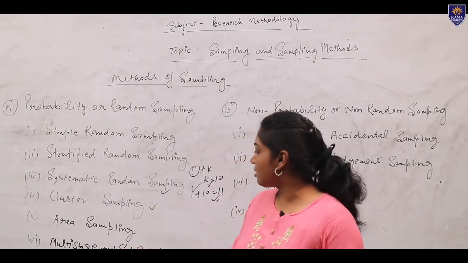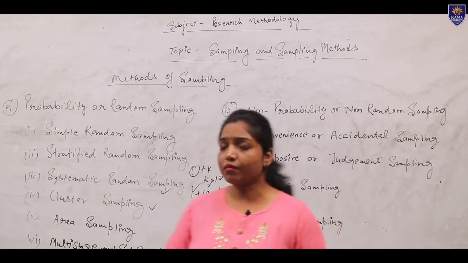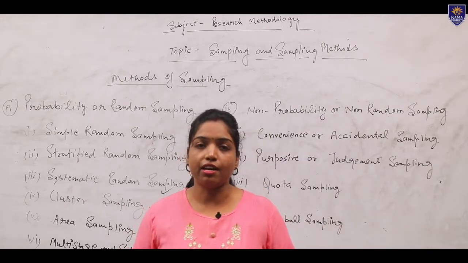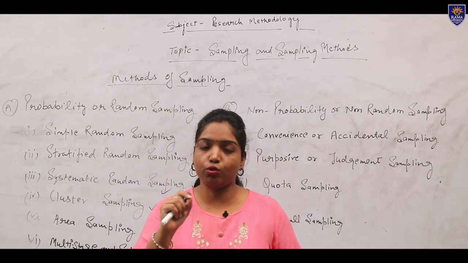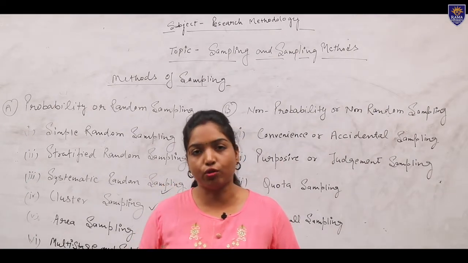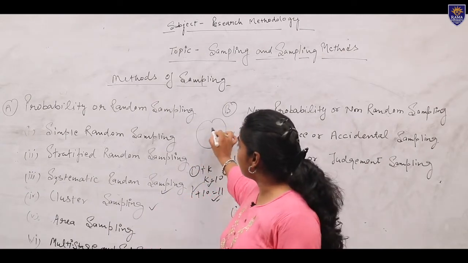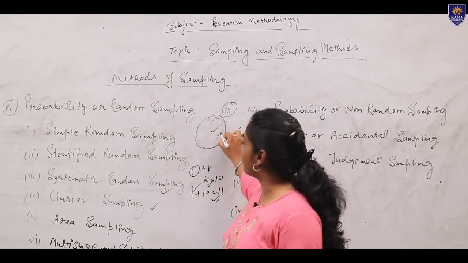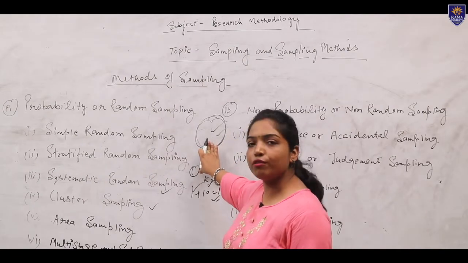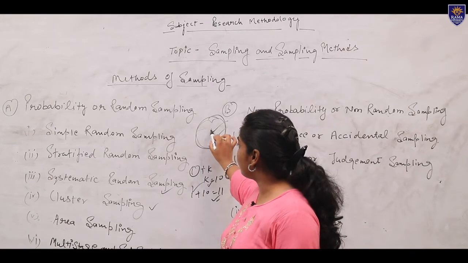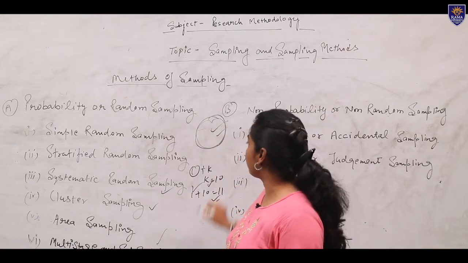Next one is multi-stage and subsampling. In multi-stage sampling, we go for different types of techniques in each stage of choosing the sampling units. There is a population, and the number of informants available is very wide. So we choose multi-stage sampling techniques.